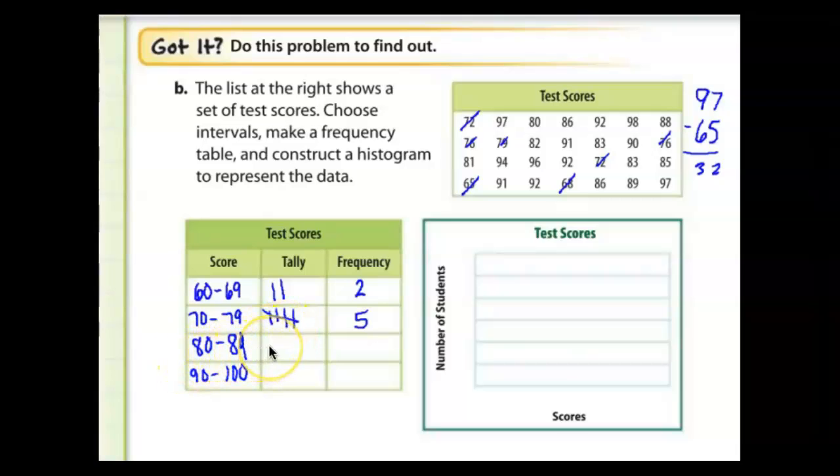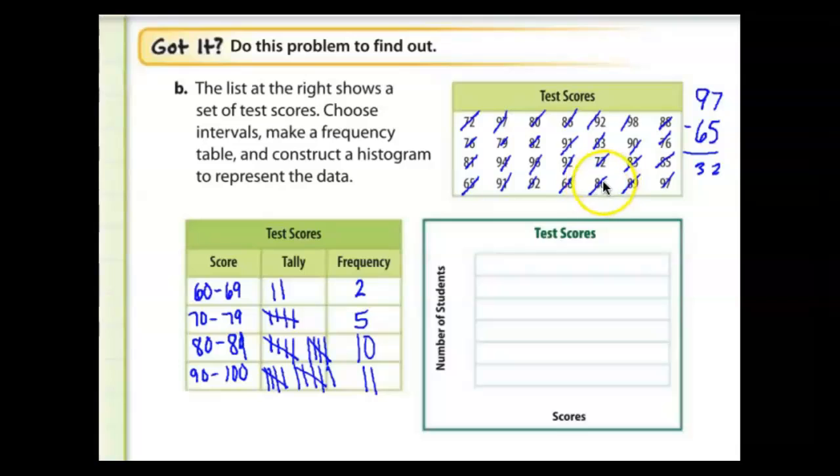So how many scores are there in the 80s range? Go ahead and answer that for me, please. If you answered 10, you're correct. And finally, how many people scored between 90 and 100? Answer that, please. Okay, the answer is going to be 11.